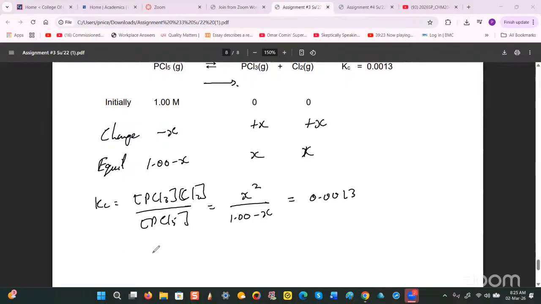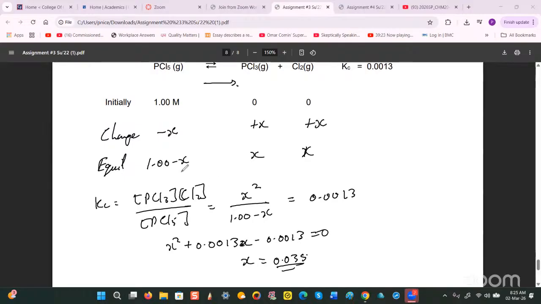Basically, you're going to end up with a quadratic equation where X squared plus 0.0013 x minus 0.0013, and that will be equal to 0. And when I solve for x, I got x being equal to 0.035, all right? So that's what x is.